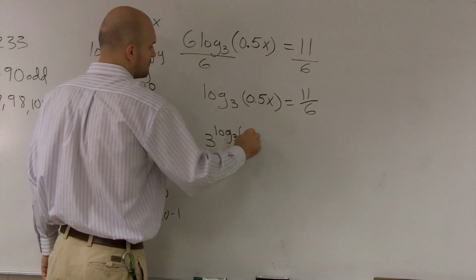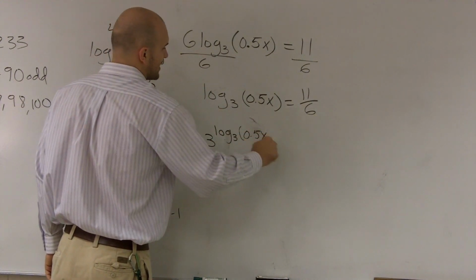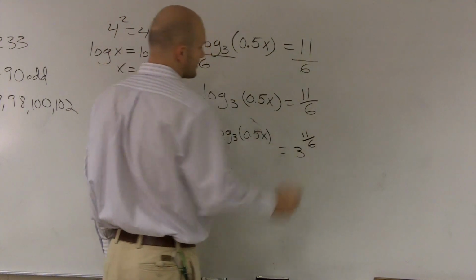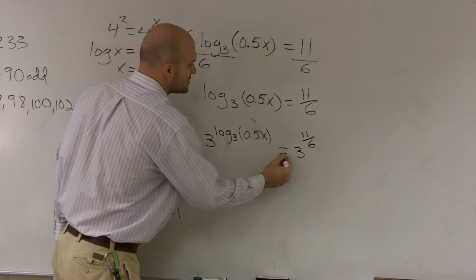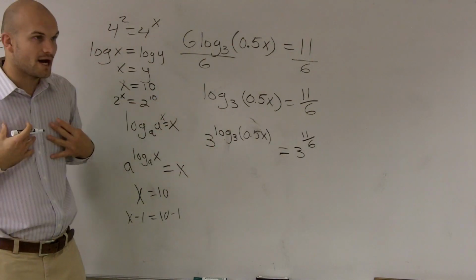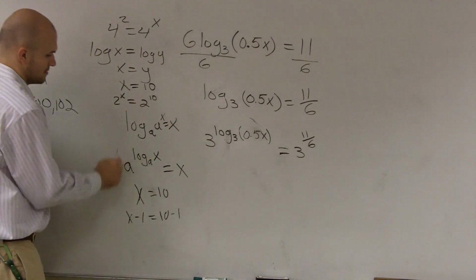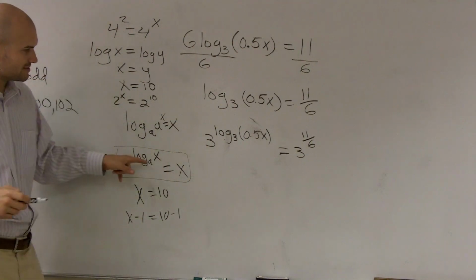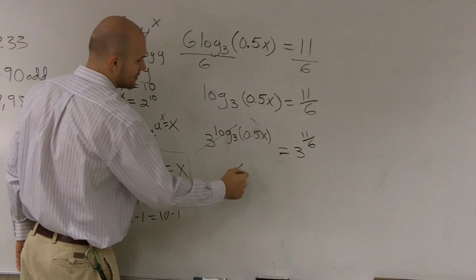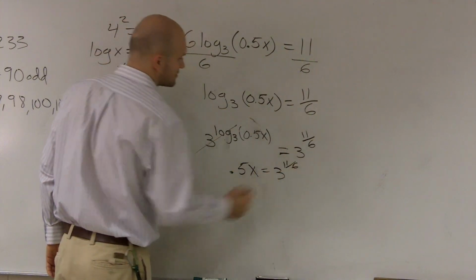So I have log base 3 of 0.5x. The reason why I'd want to raise both of these as exponents with the base 3 is because now, using the properties of logarithms, this is just going to cancel out the log, so I'm left with 0.5x equals 3 to the 11 over 6.